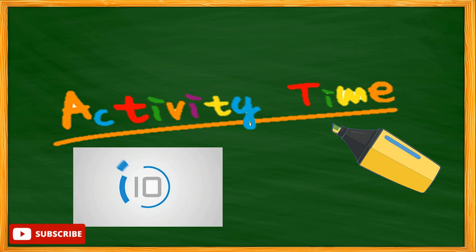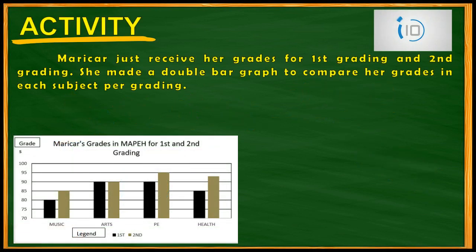So let's have some activity time. You're going to answer each of the questions in 10 seconds. So the direction, choose the letter of the correct answer. So this would be the problem. Maricar just received her grades for first grading and second grading. She made a double bar graph to compare her grades in each subject for each grading. So this would be the question.